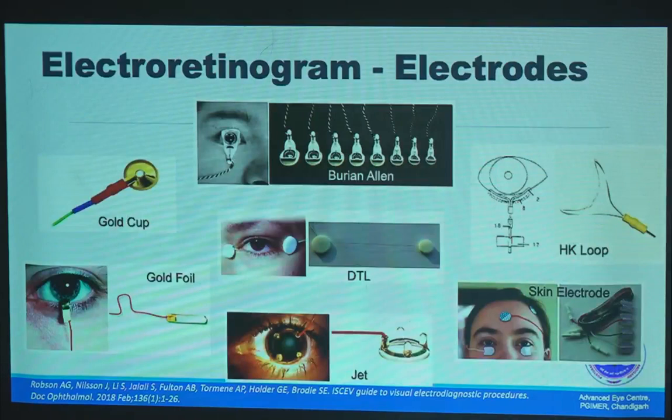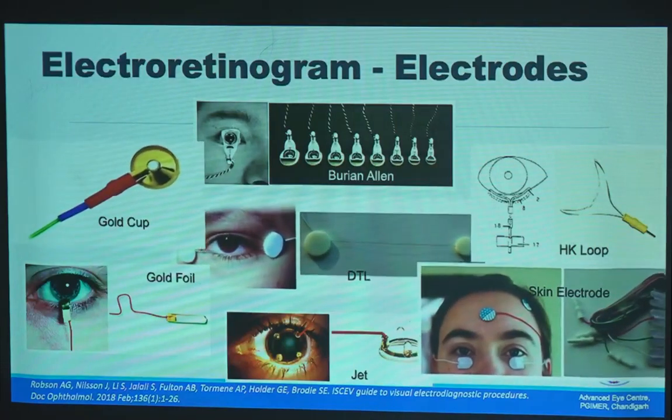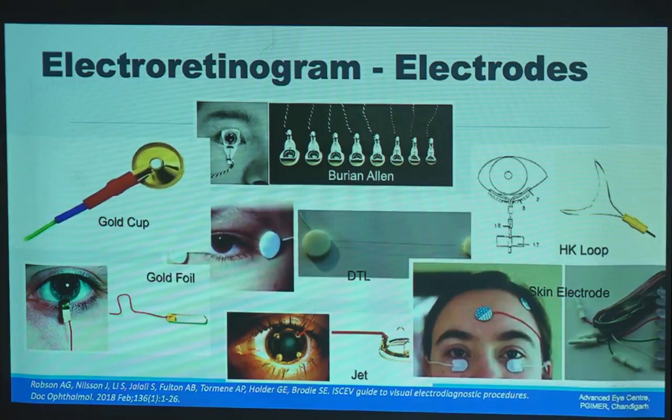These are the various electrodes that we use, but for practical purposes now just 3 are actually available in the market. The gold cup is the one that you use for your reference as well as your ground electrodes. The DTL electrode is placed just touching the inferior margin of the limbus of the cornea, and that is your active electrode. It is the most sensitive of the lot.